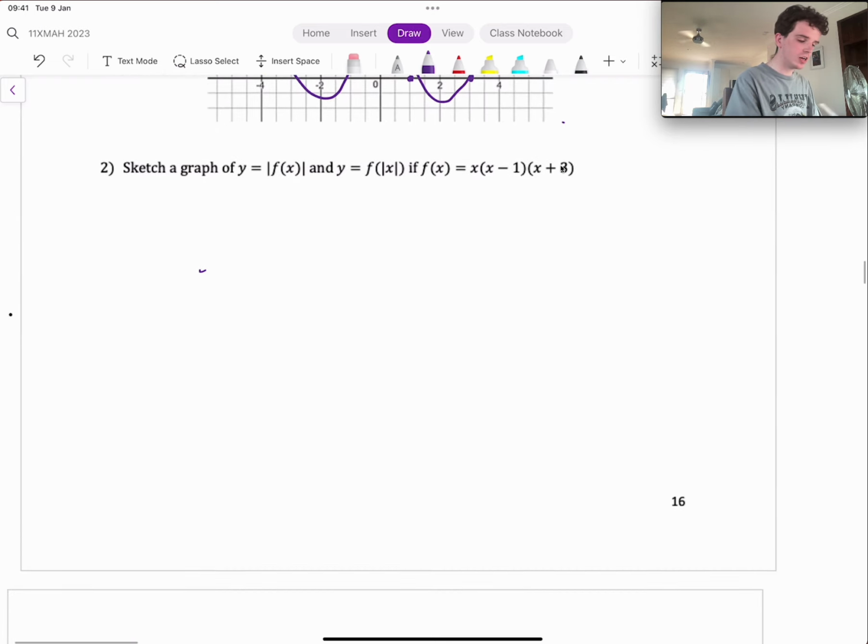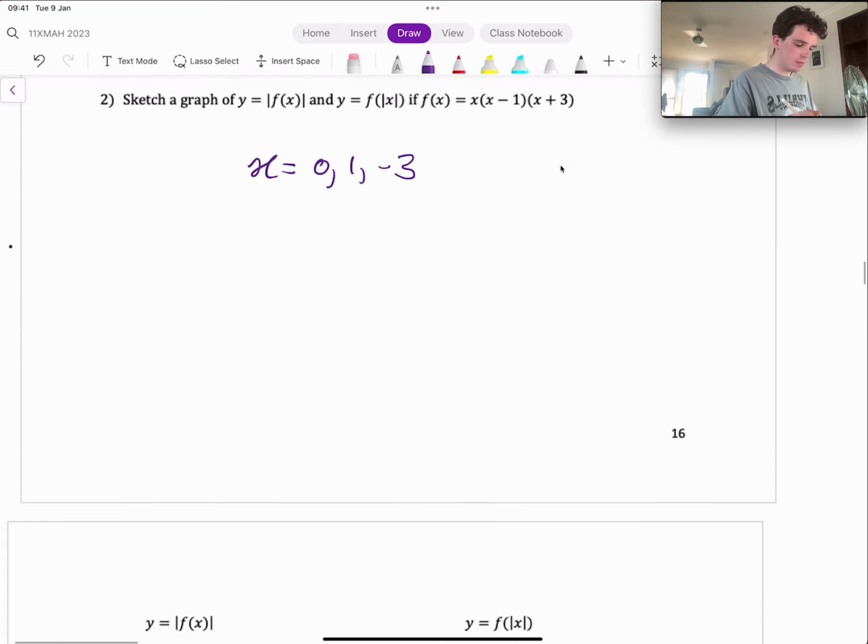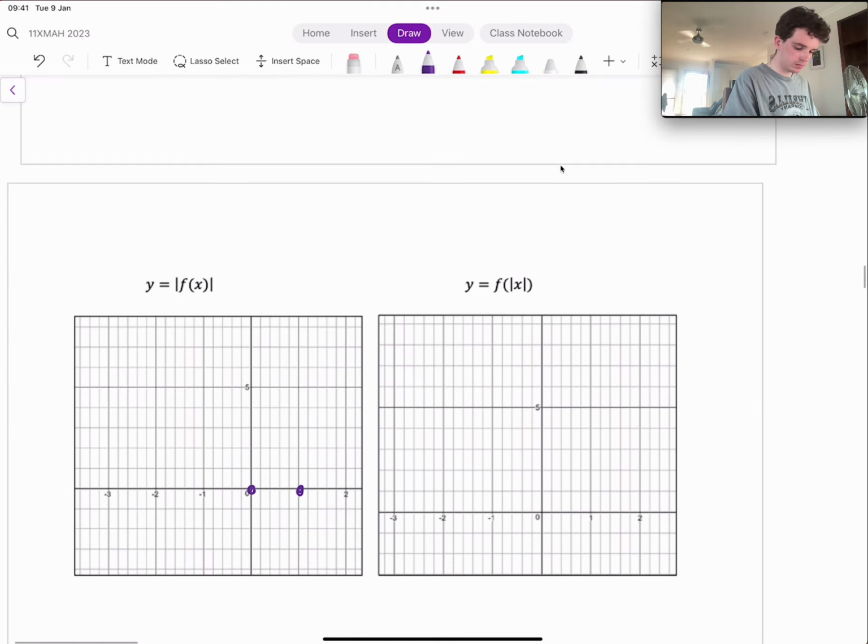So next question, we're going to sketch y is equal to the absolute value of f of x, and then we're also going to sketch y is equal to f of the absolute value of x, for f of x is x times x minus 1 times x plus 3. If we consider that function, well, it has zeros. Remember, zeros, x-intercepts, and solutions all mean the same thing. It's going to be 0, 1, and minus 3. So I'm going to go down here and graph that. We know it's a positive function, so it's going to look something like that.